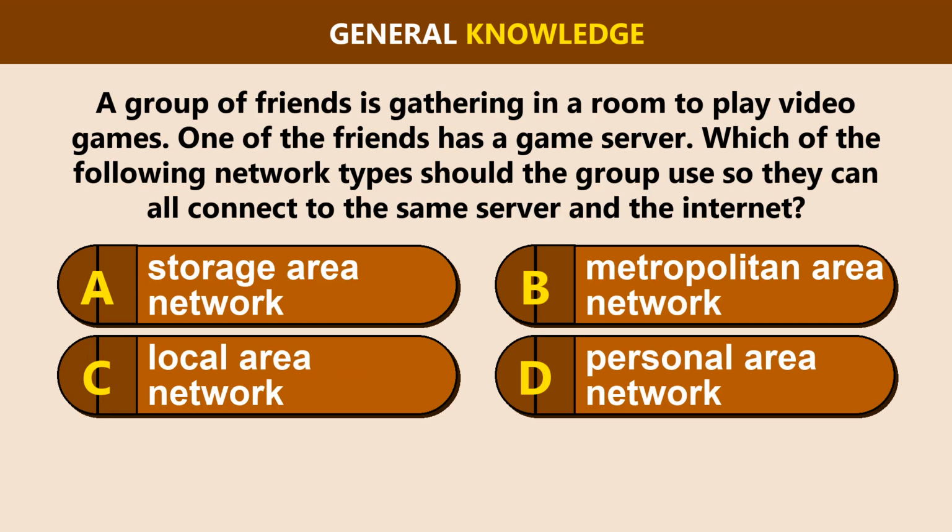Question 74. A group of friends is gathering in a room to play video games. One of the friends has a game server. Which of the following network types should the group use so they can all connect to the same server and the internet? Option A, storage area network. Option B, metropolitan area network. Option C, local area network. Option D, personal area network.